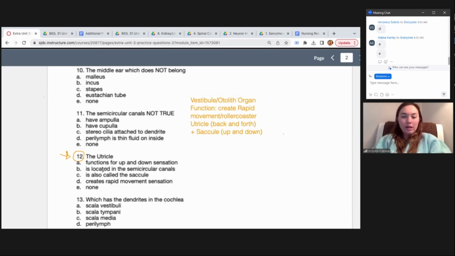So we know that the answer is not C. The utricle and saccule are different things. The saccule is the one performing up and down, so it's not A. It is not located in the semicircular canals. It's located in the vestibule, but it does function for rapid movement sensation, right? The utricle and the saccule together create rapid movement sensation. So the answer to 12 would be D. Does that make sense? Kind of eliminate all the other choices. So our answer is D. Good. Any questions?